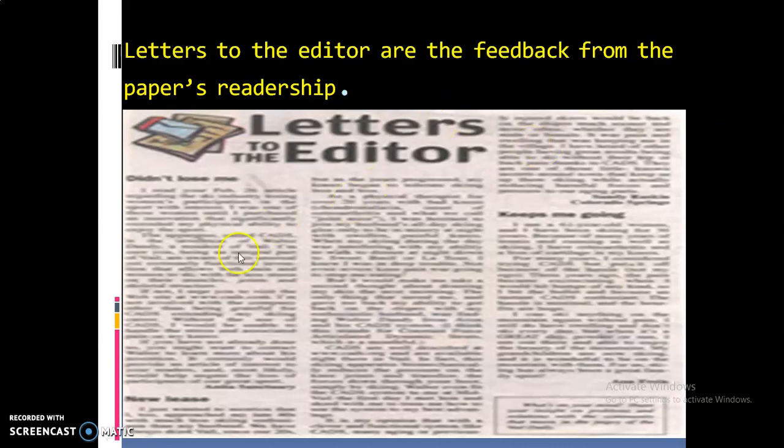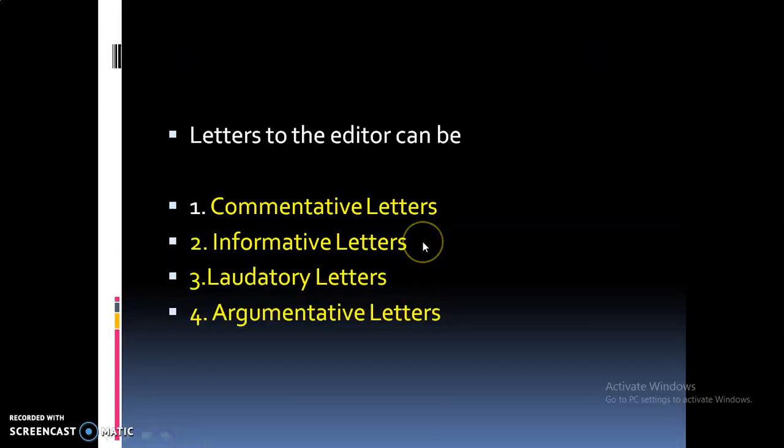And the next section: letters to the editors can be categorized into these four headings. The first is commentative letters, and the second one is informative letters, and the third category is laudatory letters, and the fourth one, if you see, is argumentative letters. So they usually categorize the letters under these four headings.